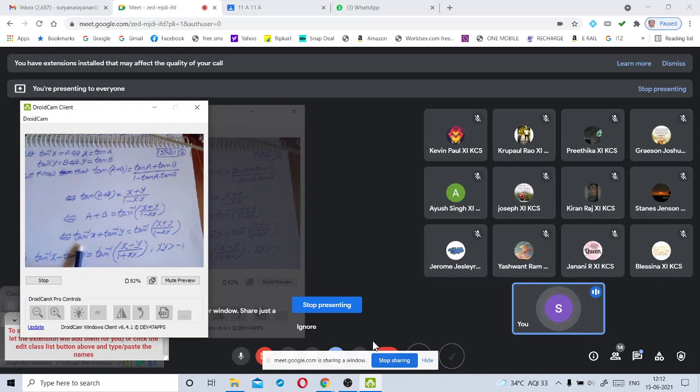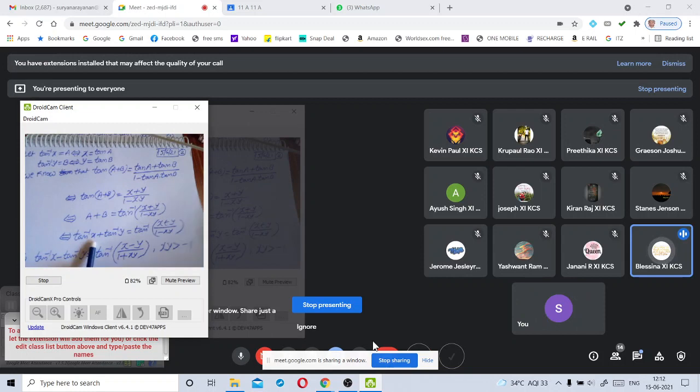My dear Janani, read these two lines, Amma. Tan inverse x plus tan inverse y is equal to tan inverse of (x plus y) by (1 minus xy). Tan inverse x minus tan inverse y is equal to tan inverse of (x minus y) by (1 plus xy), where xy is greater than minus 1. Okay, my dear Janani. Blessina, read these two lines, Amma.